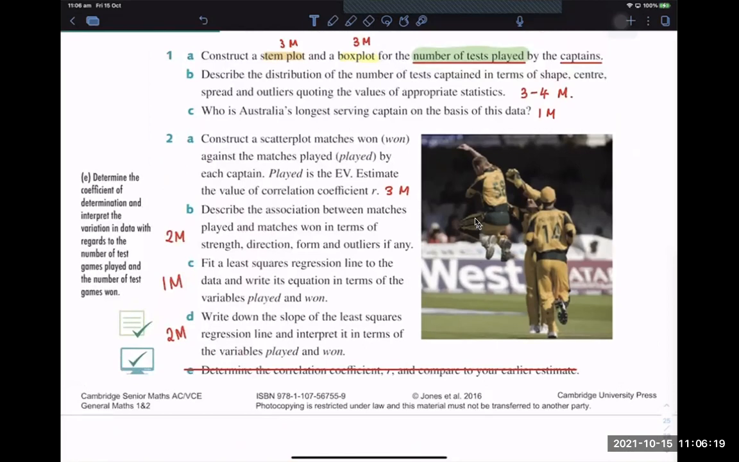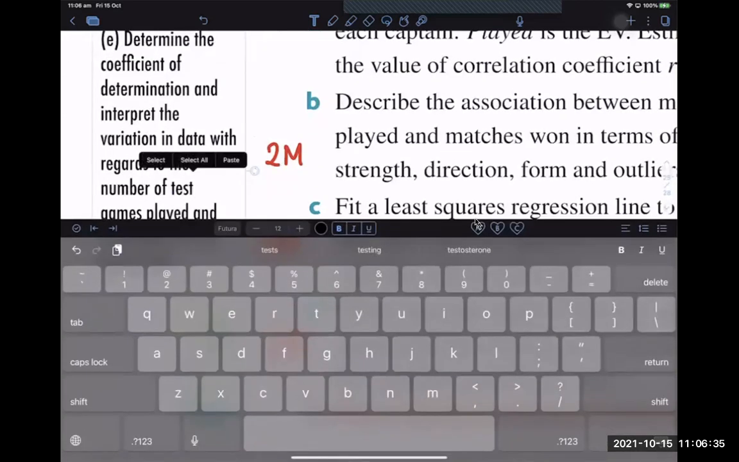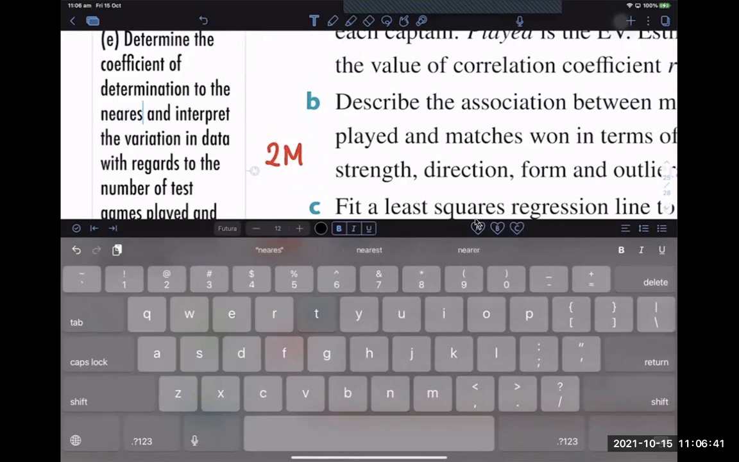Okay. I would award that one there probably 2 marks as well. 1 for the R square. 2 marks. Number of test games played, determination to the nearest percent.